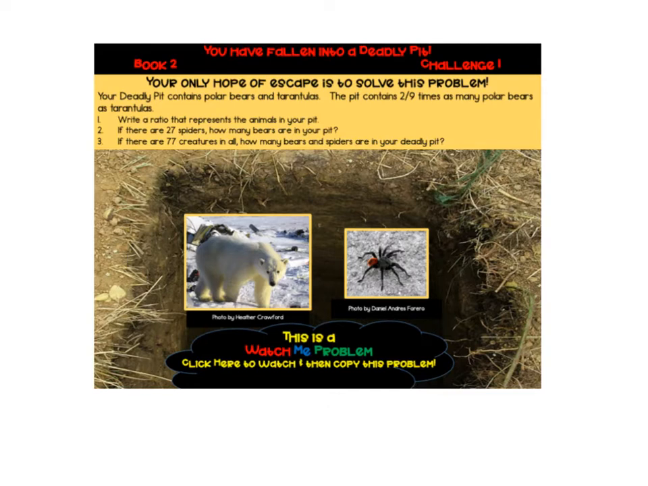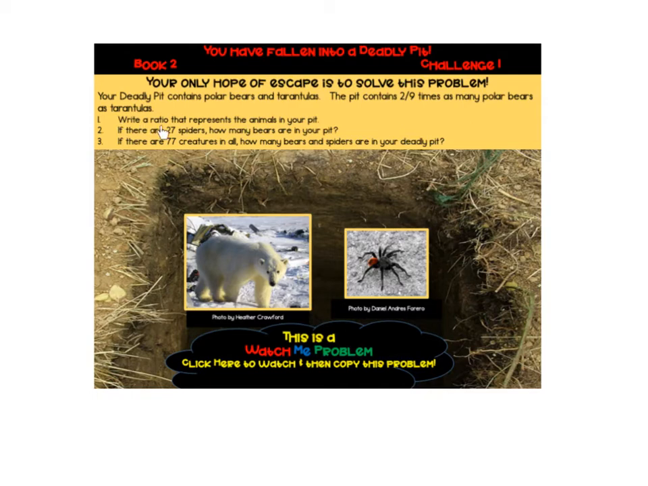So your first hint is right here. Anytime you have a fraction, you can think of it in three different ways. 2/9, 2 out of 9, or 2 divided by 9. In this case, we're going to say 2 out of 9. So if there are 9 tarantulas, then there's going to be 2 of the polar bears, because you get 2 of these out of 9 of those.